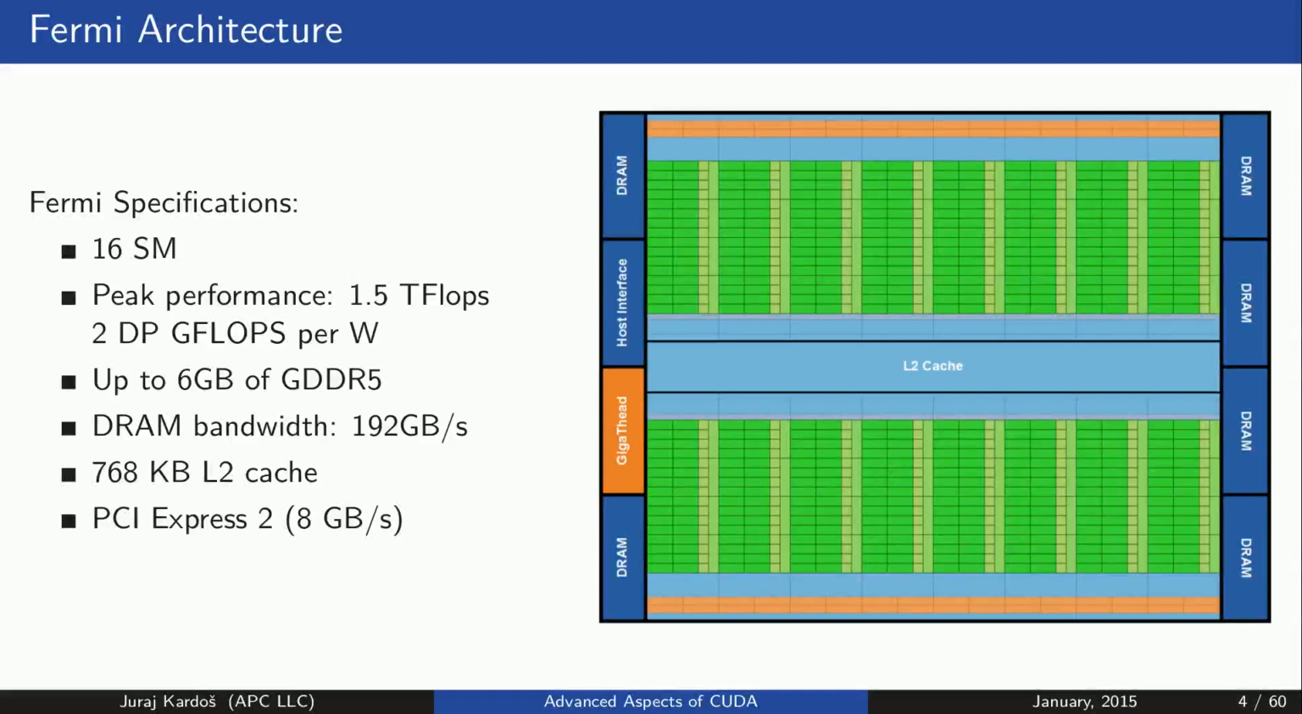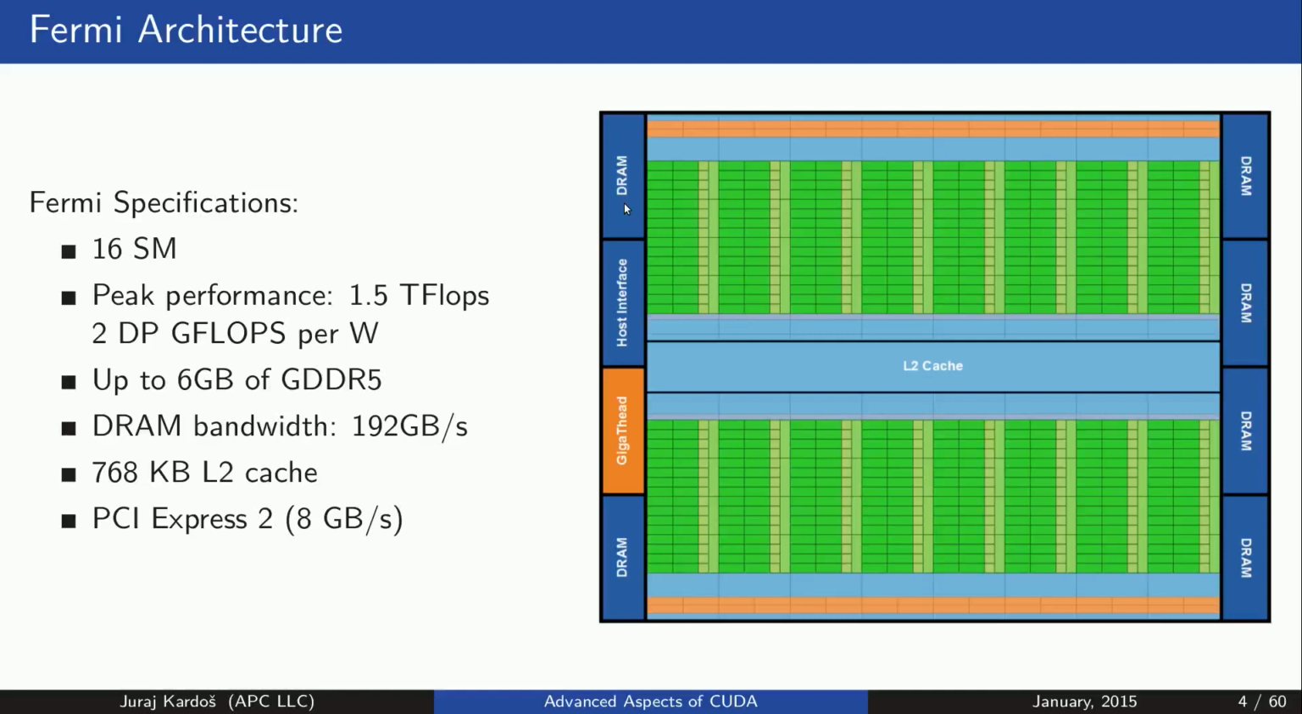Fermi, produced in 2010, features 3 billion transistors distributed within 16 streaming multiprocessors and control logic, reaching peak performance in floating point of 1.5 teraflops. Fermi supports up to 6 GB of DRAM memory, thanks to the 64-bit addressing capability. DRAM bandwidth reaches 192 GB per second, and there is also an L2 cache on chip with capacity of 768 KB. Other subsystems on chip are the host interface, the GigaThread global scheduler, and DRAM ports that connect to global memory.